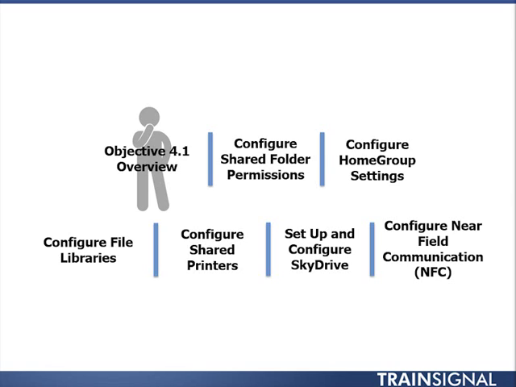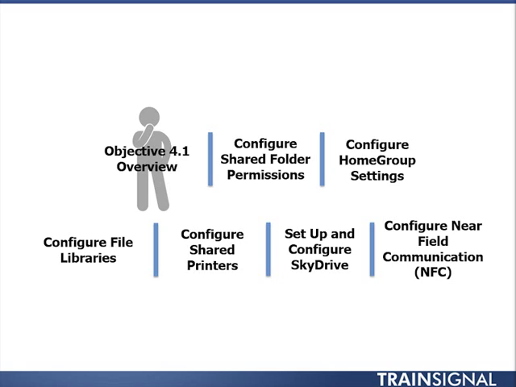This lesson maps to Objective 4.1 of the Microsoft 70-687 certification exam, and it has 6 sub-objectives. The first is to configure shared folder permissions that'll allow you to control which users can access the files on your computer over the network, and whether they can read or update the files. You'll learn how to configure home group settings.